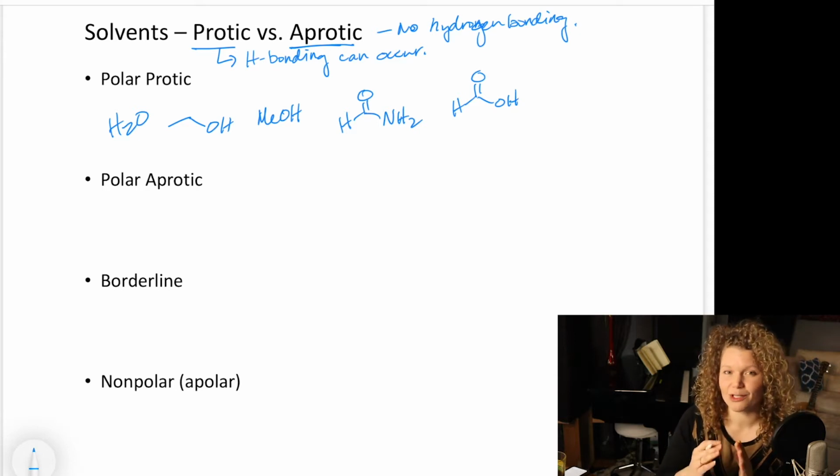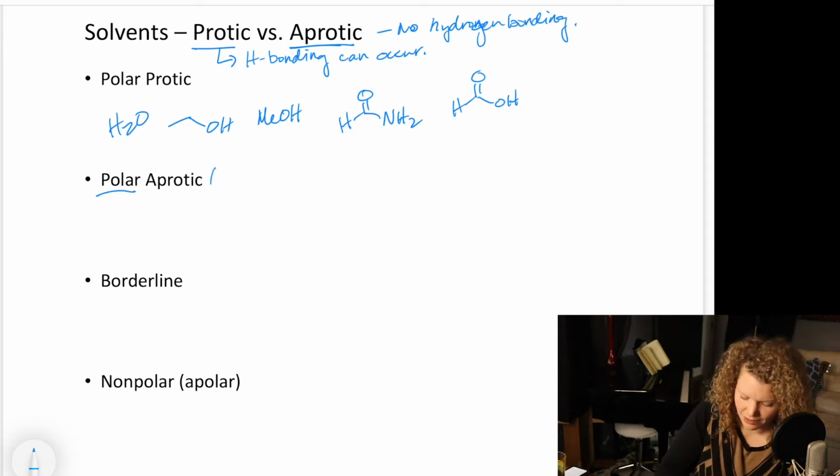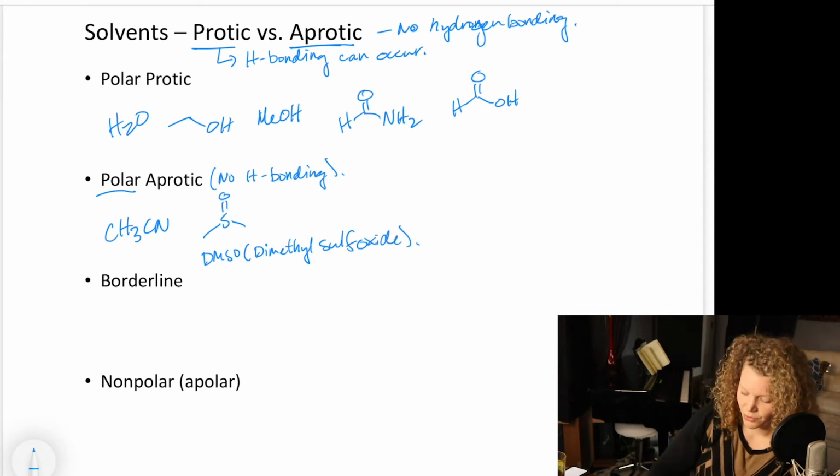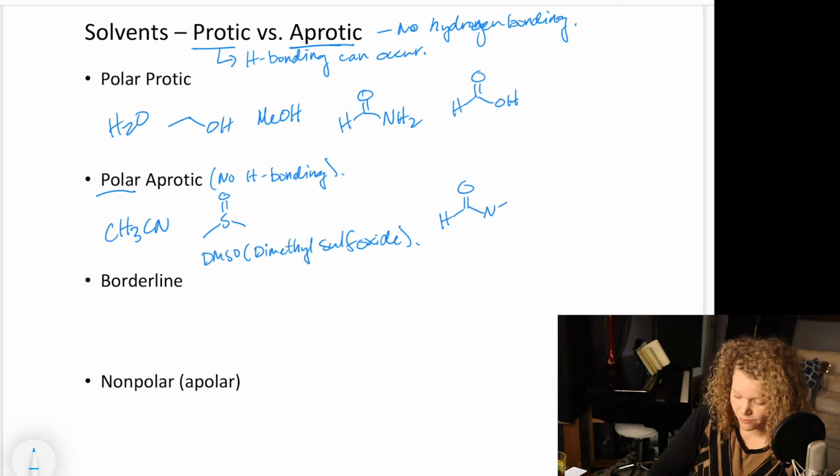Polar aprotic are solvents that are polar, but there's no hydrogen bonding. These include acetonitrile, okay? You can also have DMSO, which is dimethyl sulfoxide. You can also have DMF, which is dimethyl formamide.